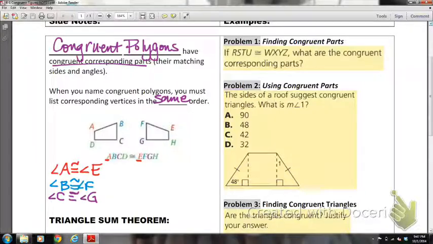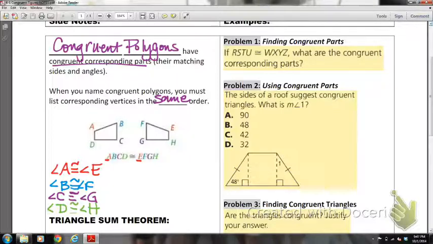Forgot my angle marking on F. And then finally you have angle D is congruent to angle H. Those are the angles that are corresponding and congruent. You also have corresponding sides, which are going to be segments.